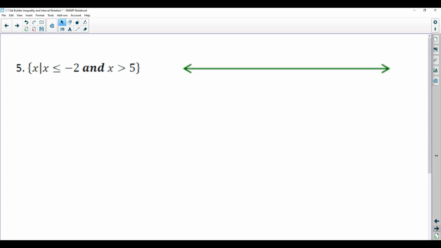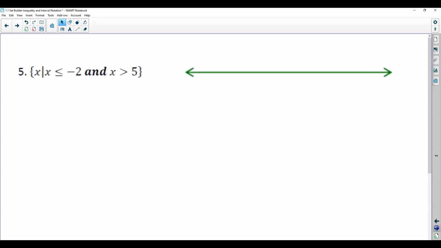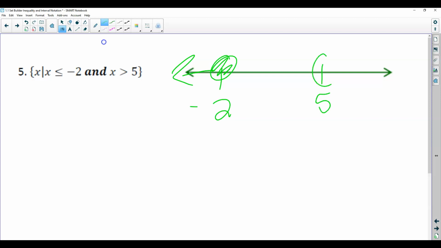It's cool. Notice, this is almost the same exact thing. What's different? The and. Watch what happens when I try to draw the and. So, here's -2, closed. Here's your 5, open. Is anything overlapping? It's an and. You have to have crisscrossing happen. Is there anything happening here? No. So guys, you're going to write no solution. If it's an and, no solution.